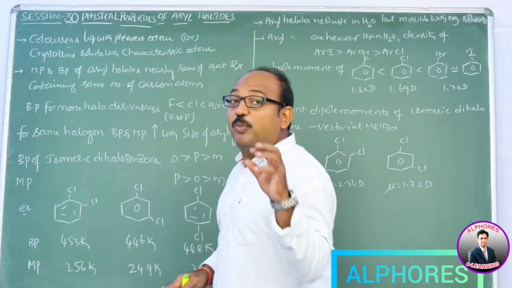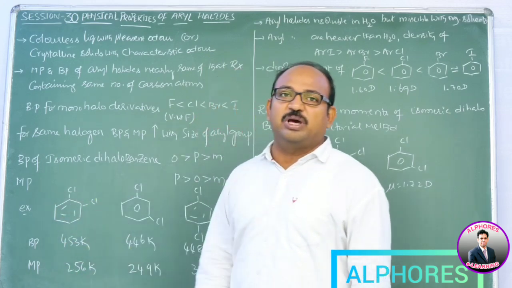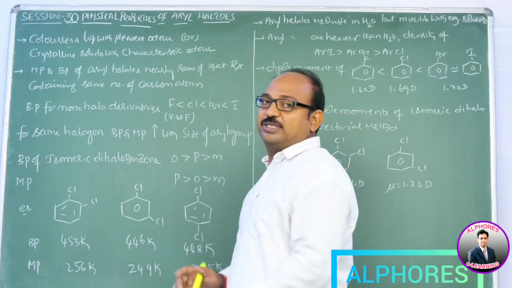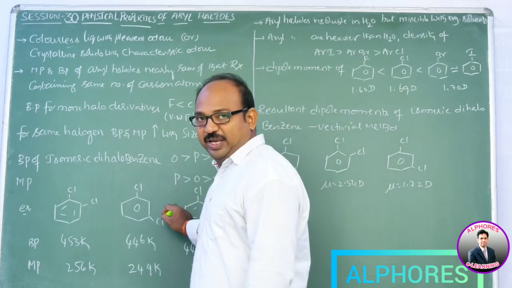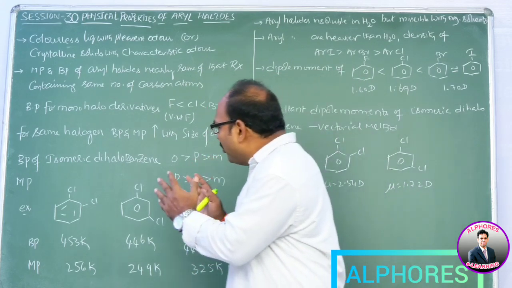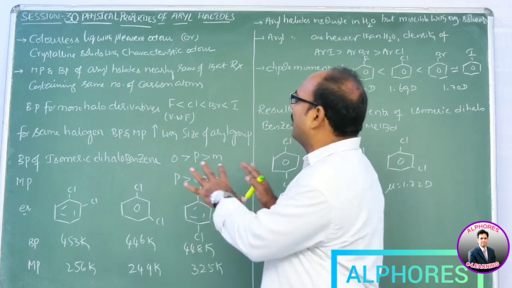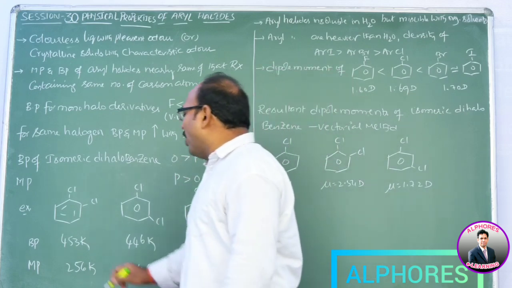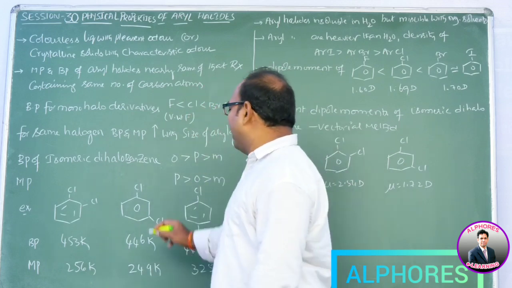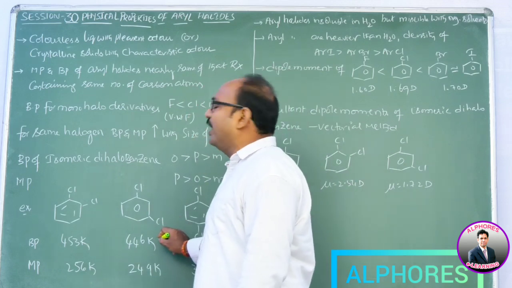Which isomers? Positional isomers. In one isomer, both chlorine atoms are located at the first and second positions. In the second isomer, 1 and 3. In the third isomer, 1 and 4. Here, how are the boiling points and melting points going to vary? If you observe, the boiling point of ortho-dichlorobenzene is 453 Kelvin, whereas meta-dichlorobenzene is 446.